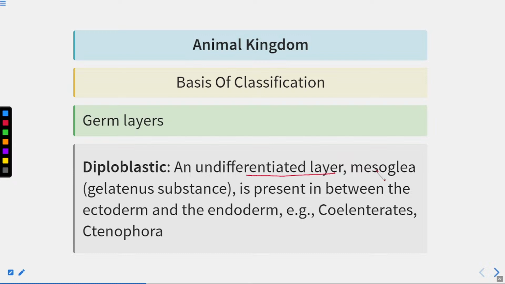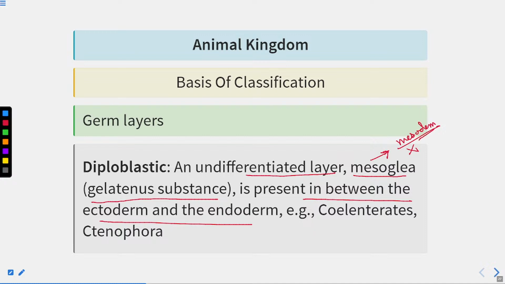And between them is an undifferentiated layer, that is mesoglea. This mesoglea is just a gelatinous substance. It is not made of cells, so don't get confused with the mesoderm. This is not a mesoderm layer, right? This mesoglea is not a mesoderm. It is just a gelatinous substance that is present between the ectoderm and endoderm.